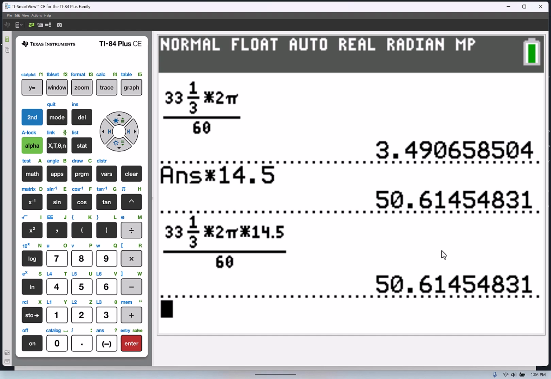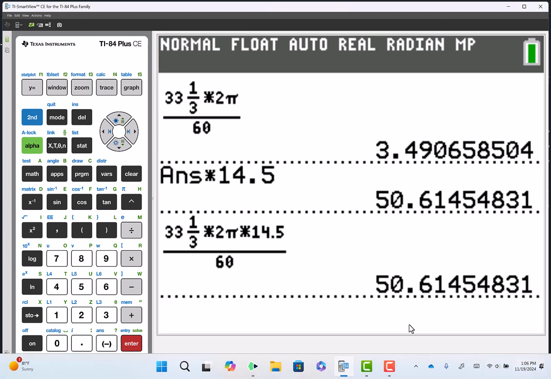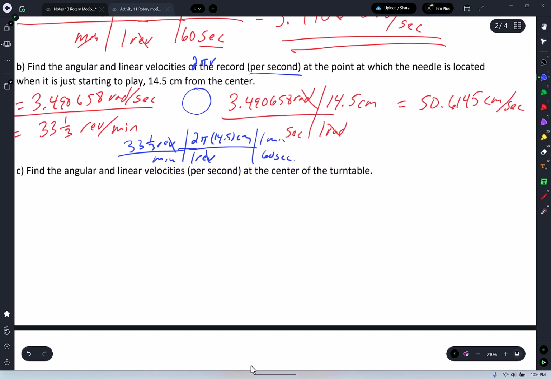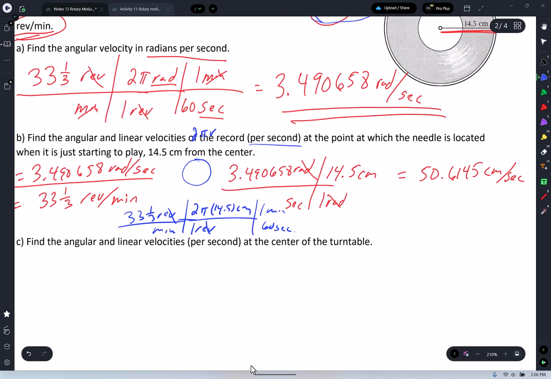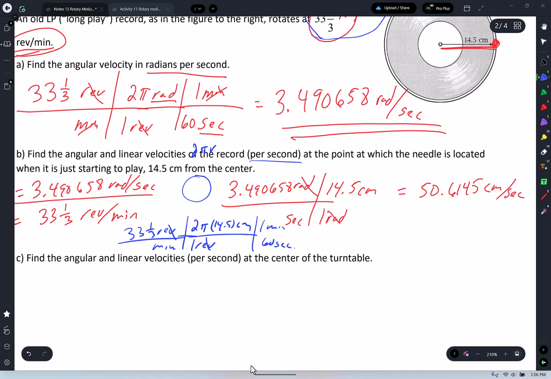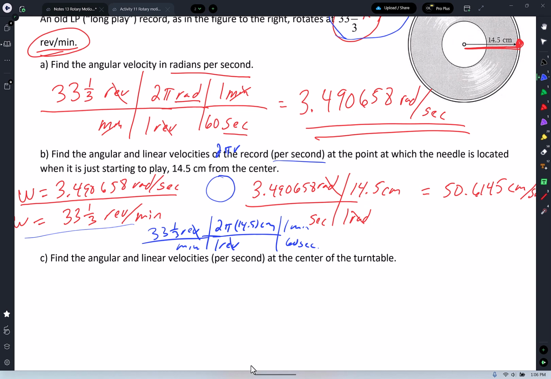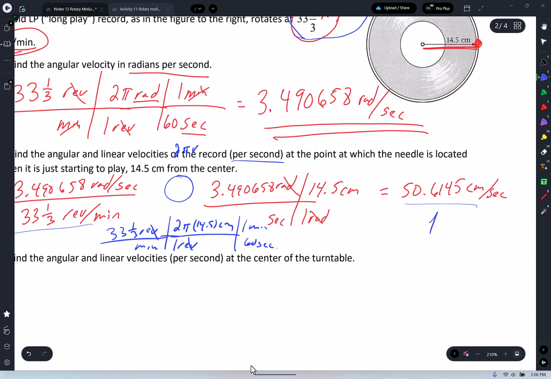You guys see what we're talking about? Okay. All right. Don't worry, guys. It's going to get easier. We haven't done anything crazy. All right. Fine. Oh wait, did I already answer the question? Yeah, that's it. So radians per second, and they both mean the same thing. And here is my linear velocity. Linear velocity. This also gives you 50.6145.